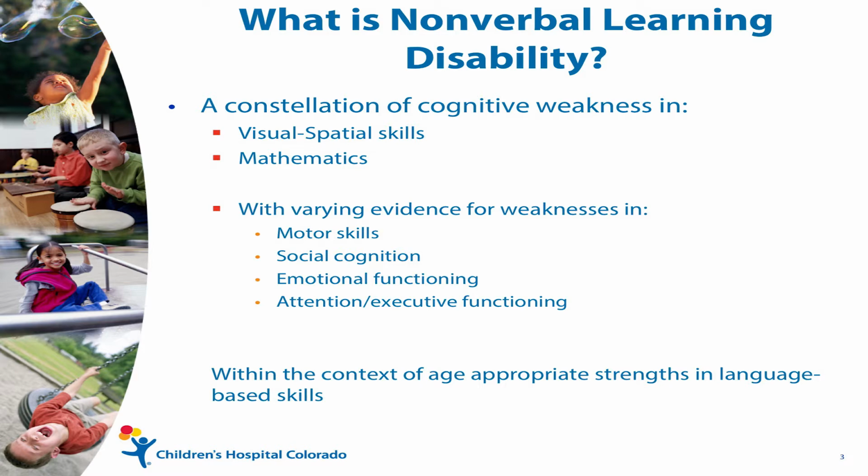There's been the most empirical evidence to suggest that those are the two longest standing, most well-supported areas of vulnerability. There's also varying levels of evidence for weaknesses in motor skills, social cognition, emotional functioning, and attention and executive functioning. Again, this constellation of weaknesses is seen within the context of notable strengths in language-based skills, such as vocabulary development and language-based academics, which these individuals tend to do quite well on.